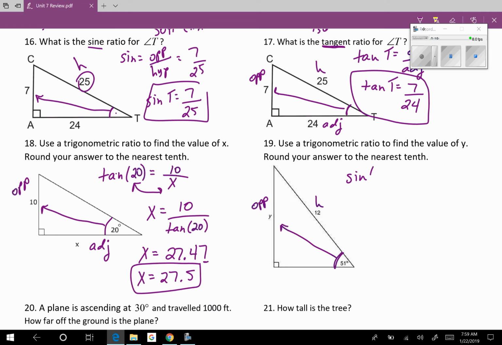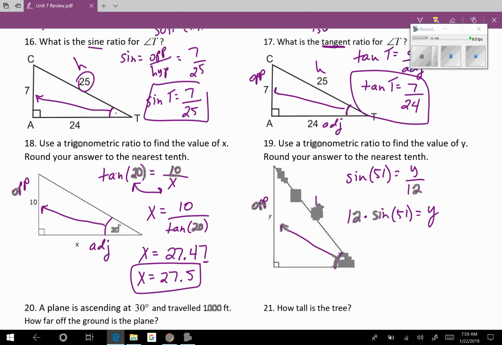So the sine of 51 is the opposite over the hypotenuse, so y over 12. All right, and we've got a number in the bottom, so when you have a number in the bottom, you just multiply it by the trig function. So this becomes 12 times the sine of 51, and that's what y is.